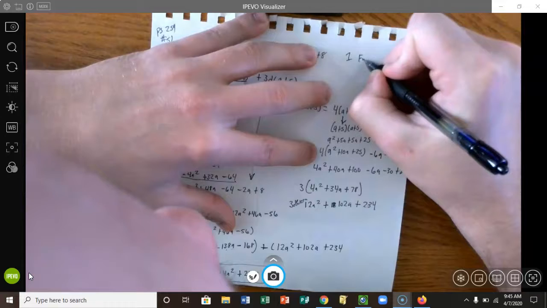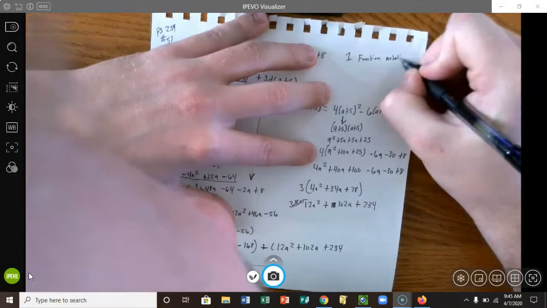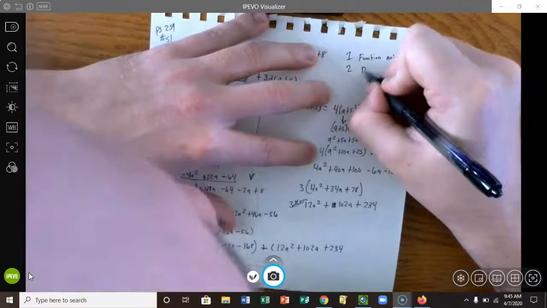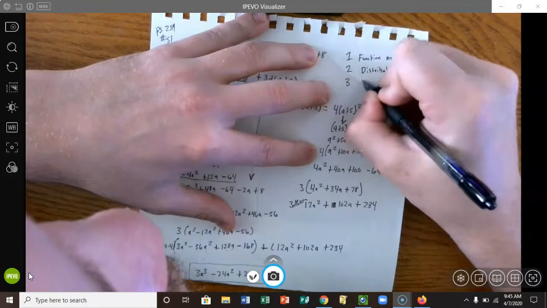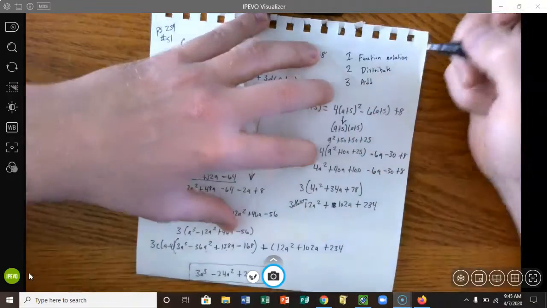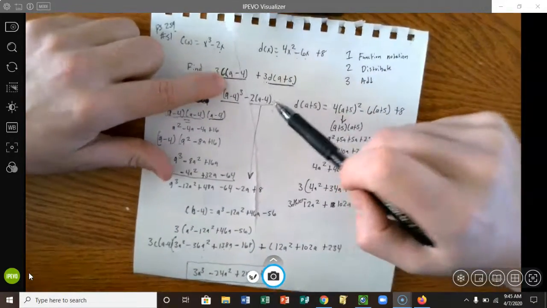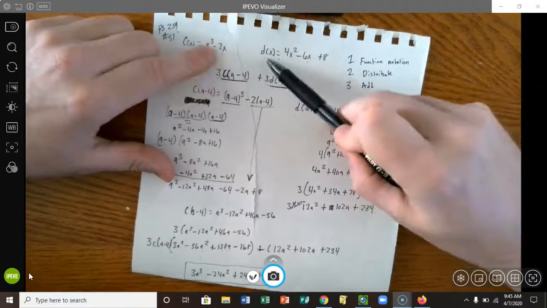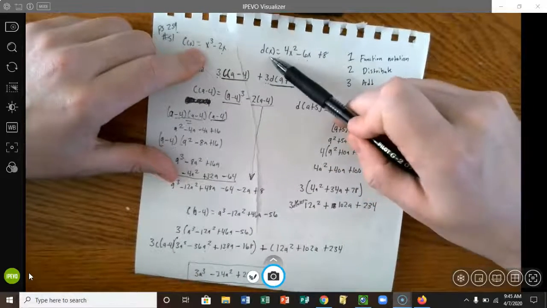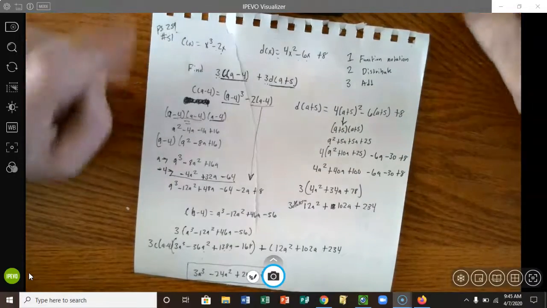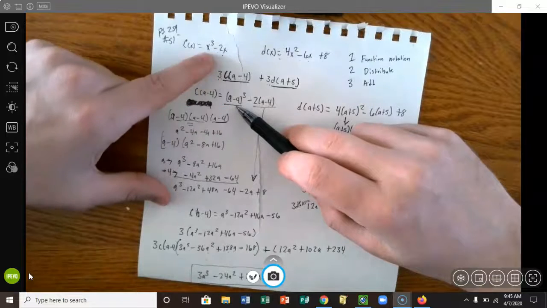First, we're going to take care of our function notation. Second, we're going to distribute. And then third, we're going to take care of the final adding. So with the function notation, what that means is that we have the equations c and d with a minus 4 for the input in c and a plus 5 as the input for d.